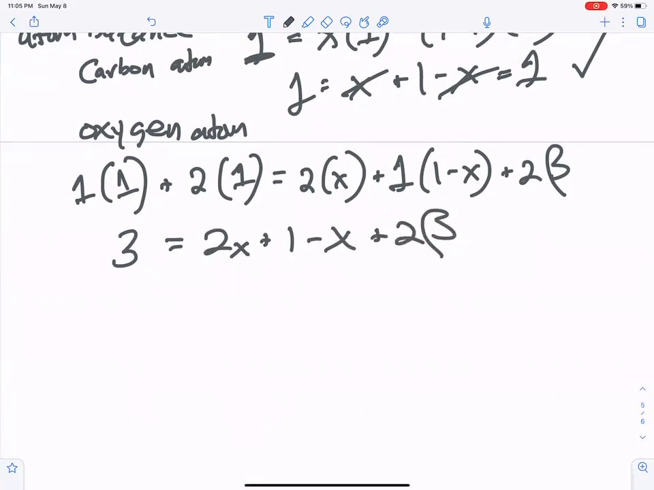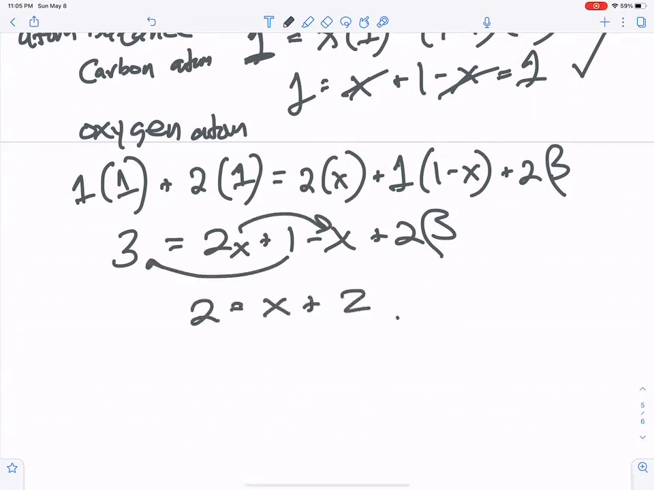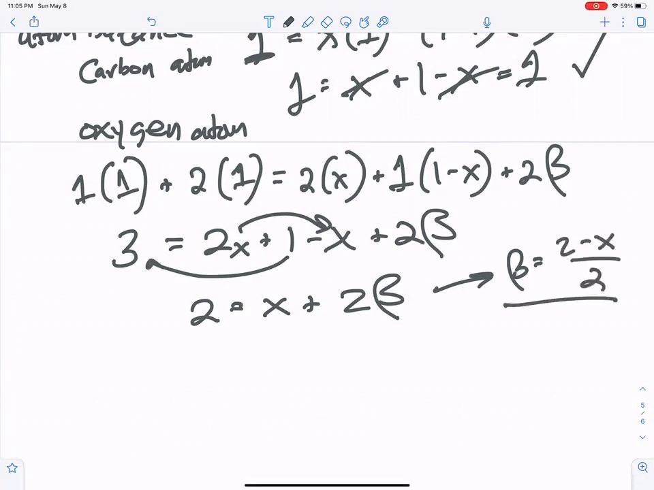Okay, so we can bring this here. 2 equals X plus 2 beta. So that means beta equals (2 minus X) over 2. So we reduce the variables. We only have X now because beta depends on X. We found the relationship there, so we can now only worry about X.